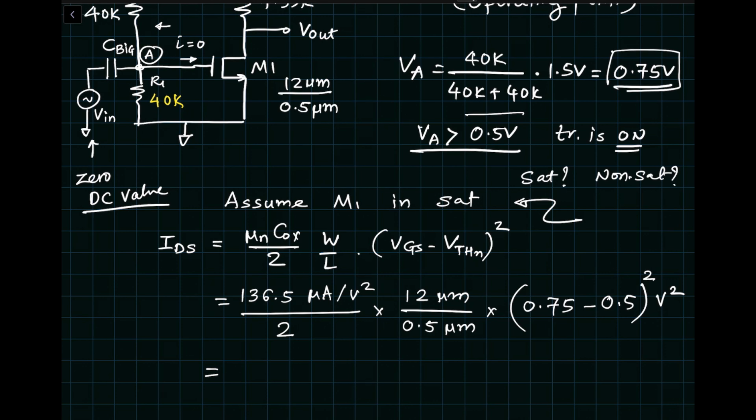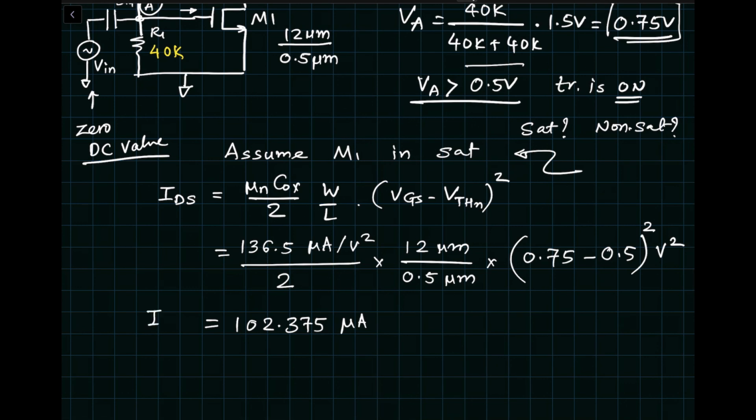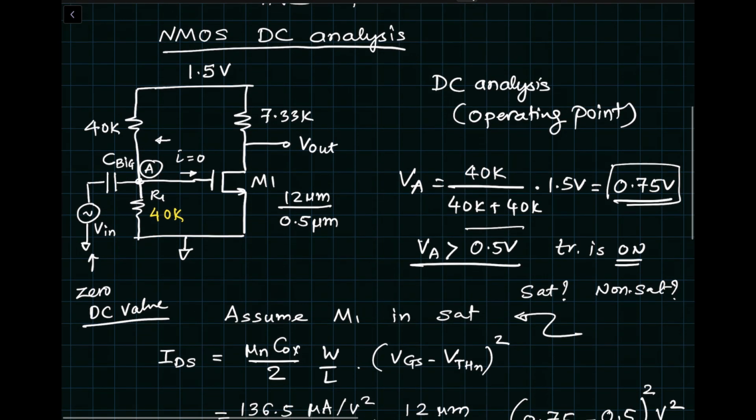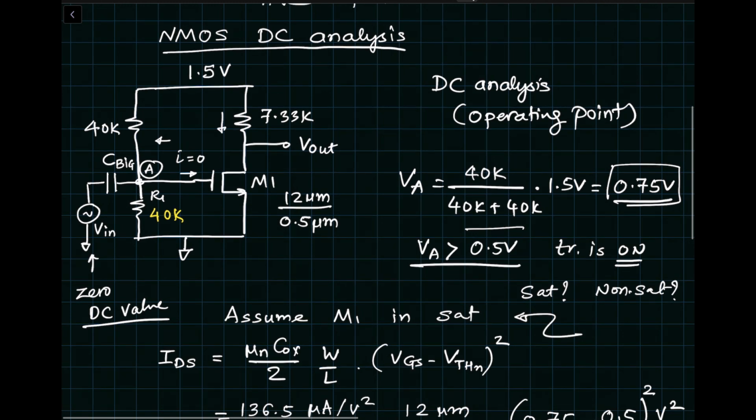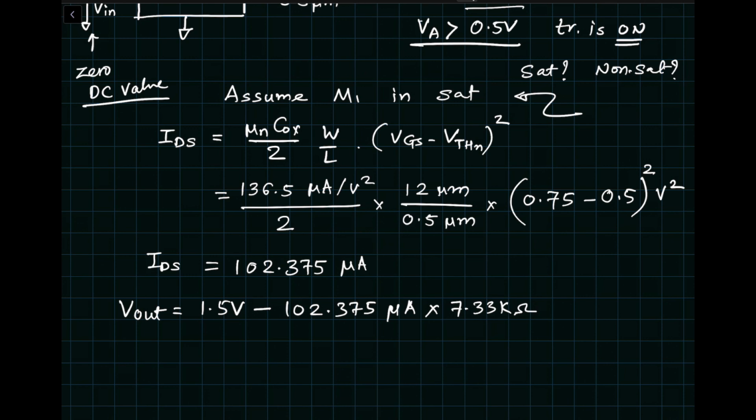Pause the video. So this would be your drain to source current IDS, assuming the transistor is in saturation, and the output voltage Vout will be equal to 1.5 volts minus 102.375 microamps multiplied by our resistance at the drain, which was 7.33K. So IDS is going to flow here and you will have an IR drop here. IDS multiplied by 7.33K, and that would give you the output voltage. And you can calculate this number will come out to be 0.749 volts. Again, we are computing only DC quantities.